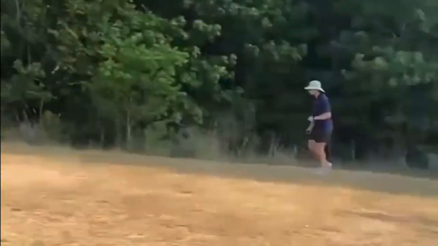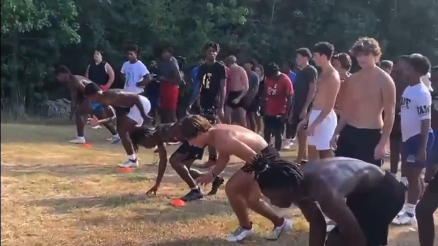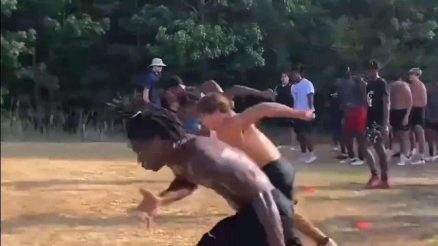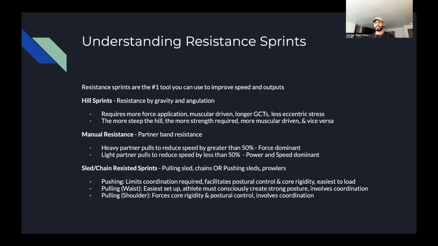Hill sprints require more force application, and they're very muscular driven due to the longer ground contact times. They also have less eccentric stress, so you can do more reps of these hill sprints and get more volume in without accumulating the fatigue and the eccentric stress of any other form of sprints. They also force you to get into more positive angles to match that hill.